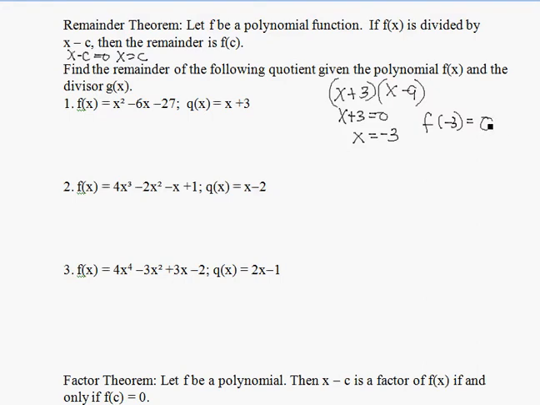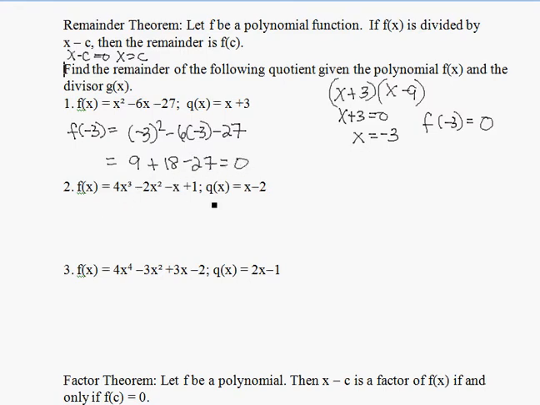So we could do the long division, which we did in an earlier video, and we got a remainder of 0 when we divided x plus 3 into this polynomial. A shortcut way is to take the divisor, set it equal to 0, and evaluate the dividend at that value. That'll determine the remainder. So let's just do f of negative 3, and if I plug negative 3 in, I get 9 plus 18 minus 27, which is equal to 0.